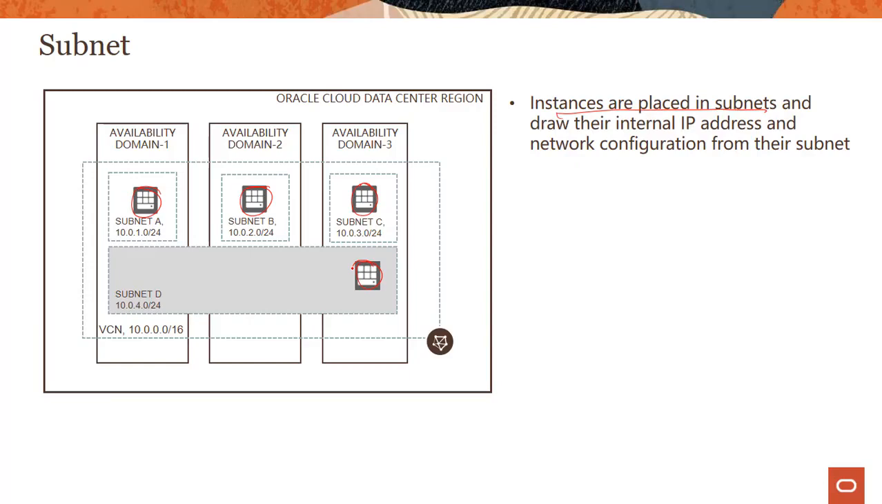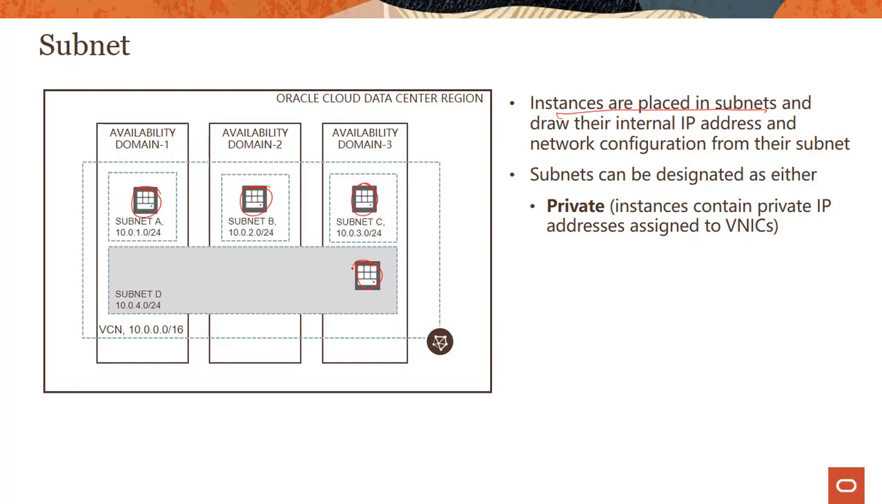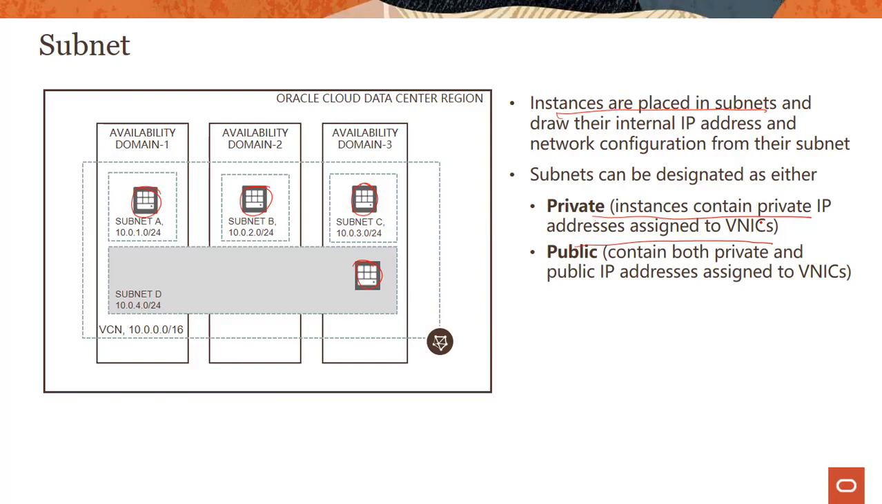Because of that, you can have two different characteristics in a subnet. The first is you could designate your subnets as private. That means instances contain private IP addresses and no public IP addresses. These can be your databases, or for security or other reasons, you might choose to just use private subnets. The second class of subnets are public subnets, which contain both private and public IP addresses.